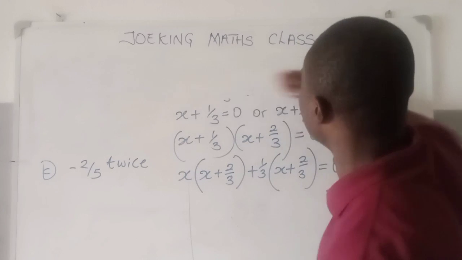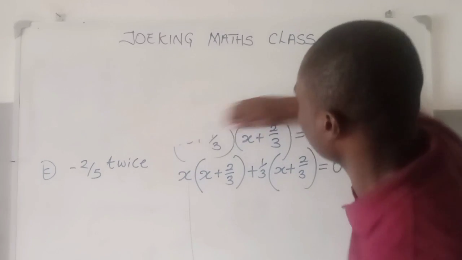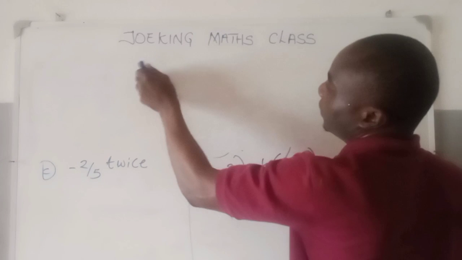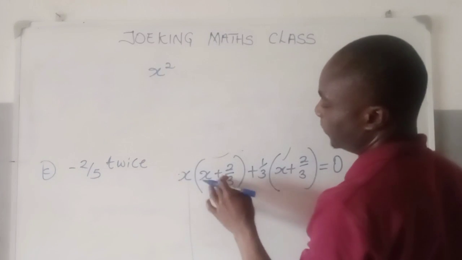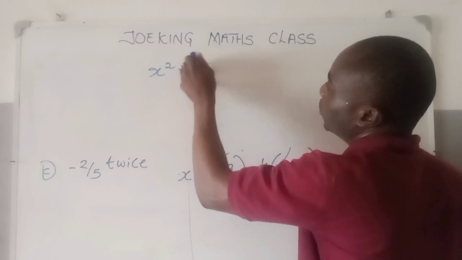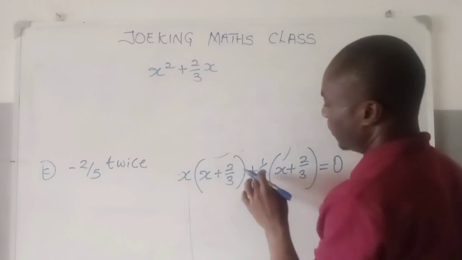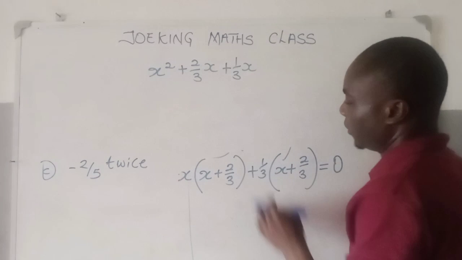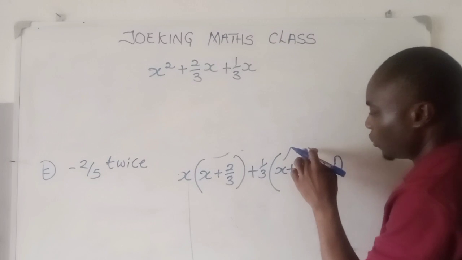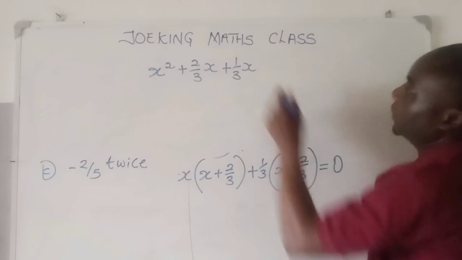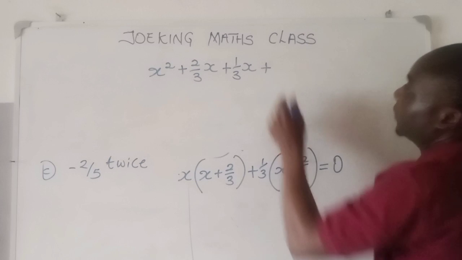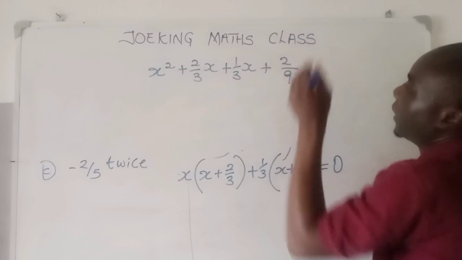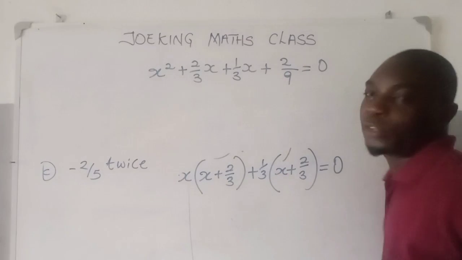All right, so the next thing we're going to do is to clear the brackets. x times x will give me x squared. x times plus 2 over 3, I'll have plus 2 over 3 x. Then plus 1 over 3 times x, I have plus 1 over 3 x, then plus 1 over 3 times plus 2 over 3. 1 times 2, we have 2. Then 3 times 3, we have 9. And that's equal to 0.